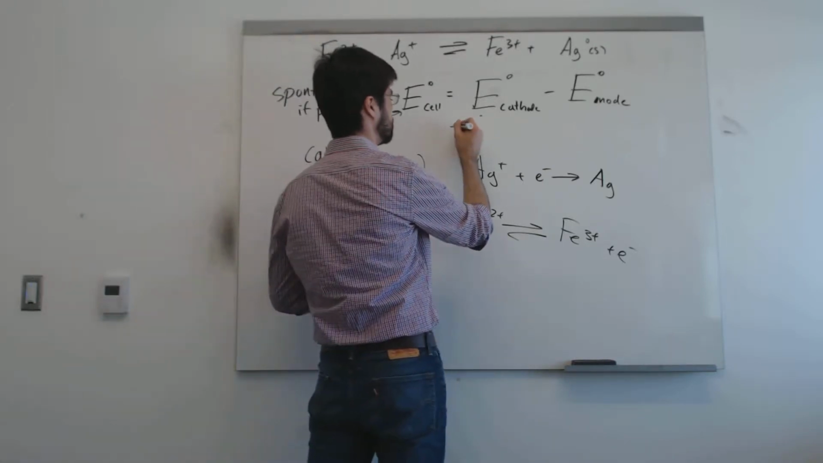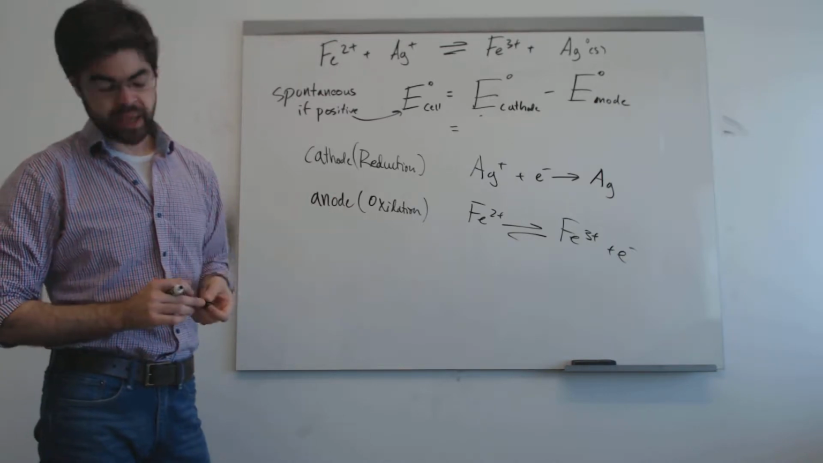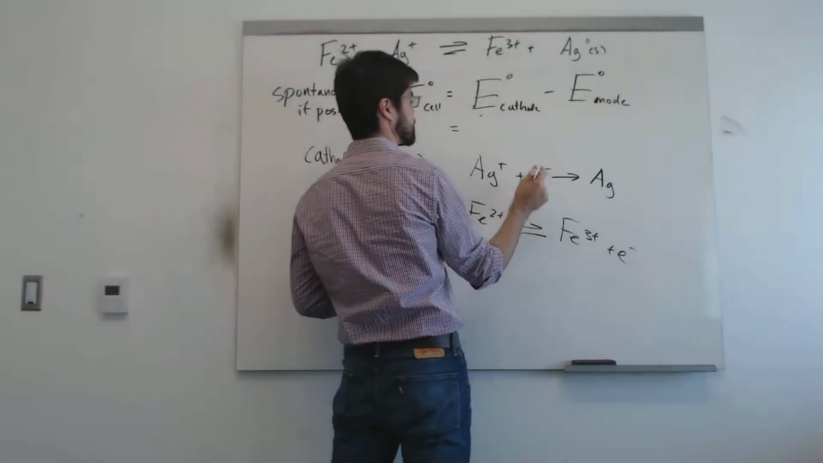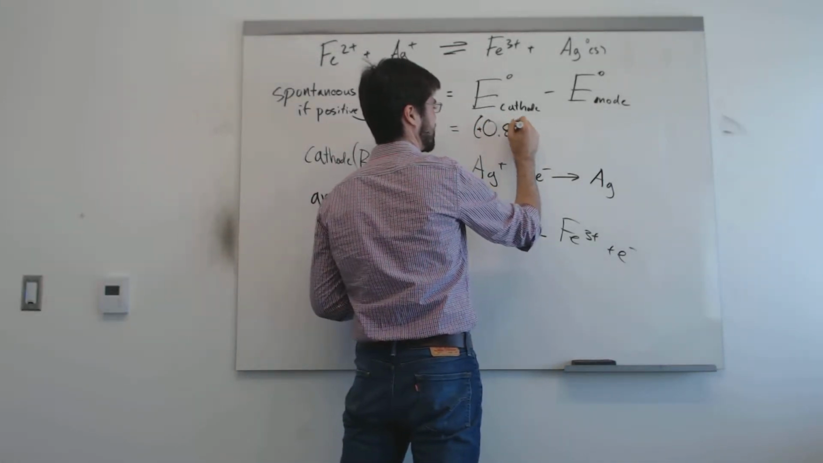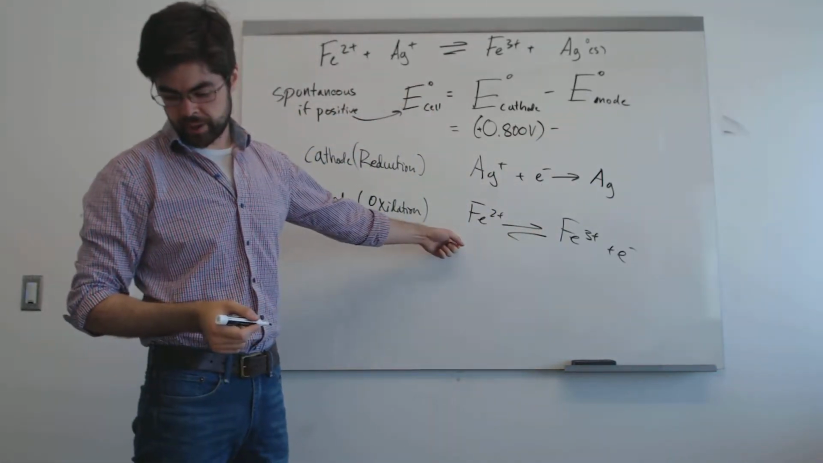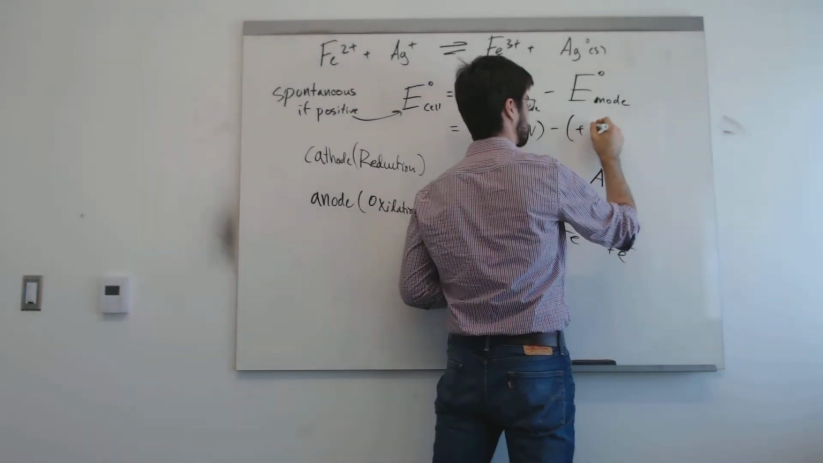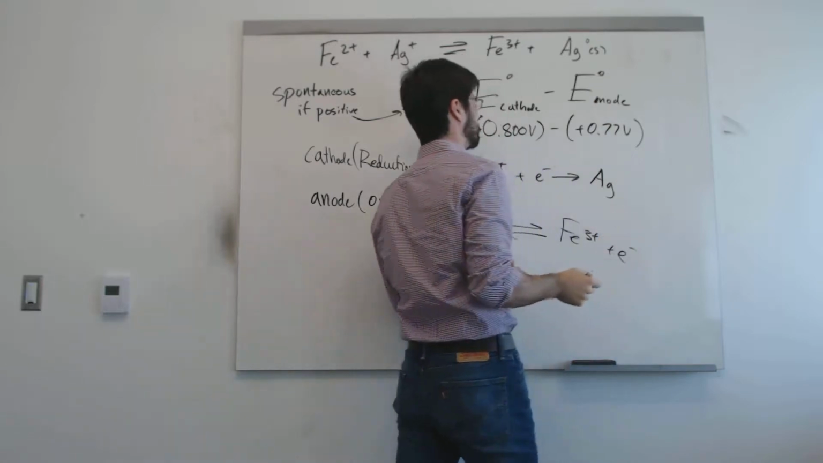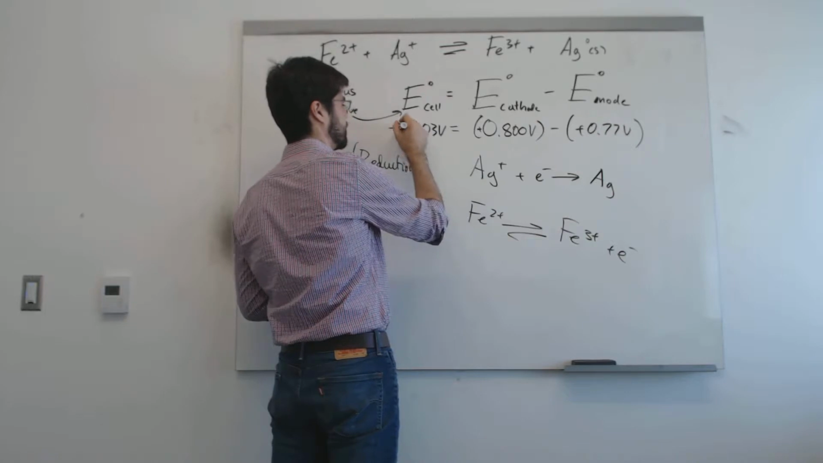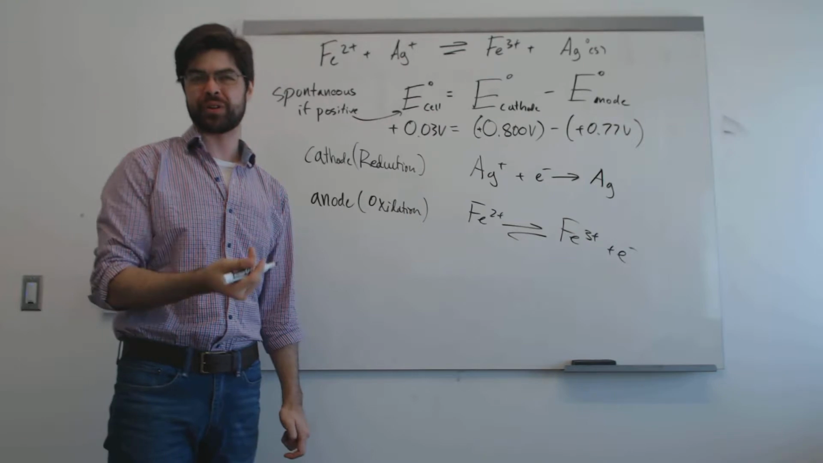And then all you need to do is check your table of standard reduction potentials and calculate the cell potential here. So for the cathode, for silver, that's going to be plus 0.800 volts. For the iron 2+ to iron 3+ electrode, that should be plus 0.77 volts. So the difference here is 0.03 volts. So this one, I would say it's spontaneous, it's just not very spontaneous.